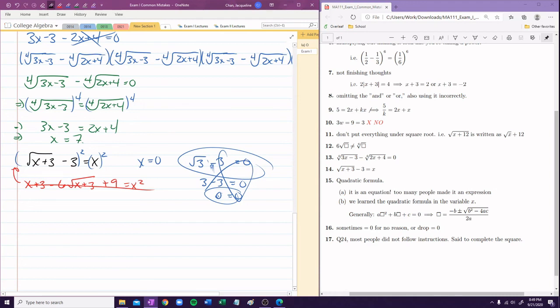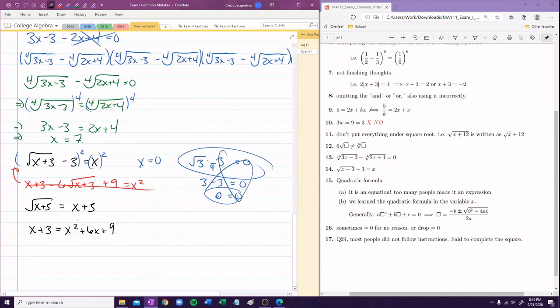We would have added 3 to both sides, so I got x plus 3, because remember, you want to isolate the square root first. Same thing here. You wanted to isolate the fourth root first. You'll do that, then you square both sides, then you'll get x plus 3 is equal to x squared plus 6x plus 9.